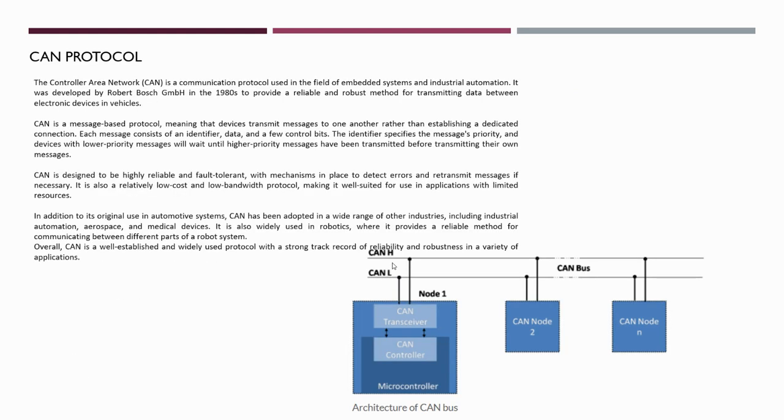Now we will see the CAN protocol, where our application of dual simplex is CAN. Now we will see the architecture: CAN high and CAN low. These are the nodes of CAN and the CAN bus.